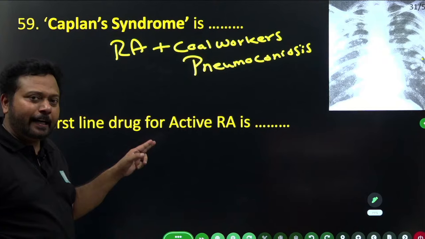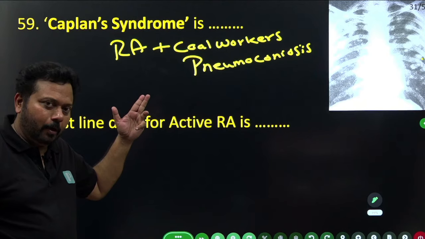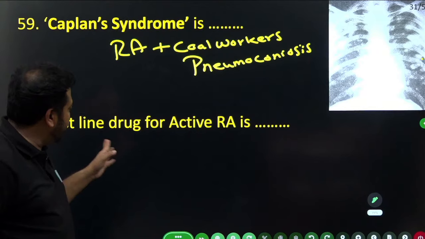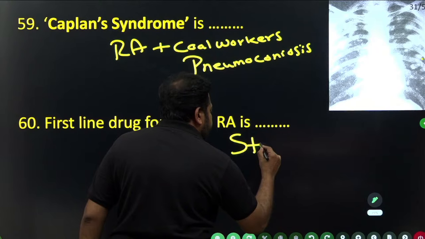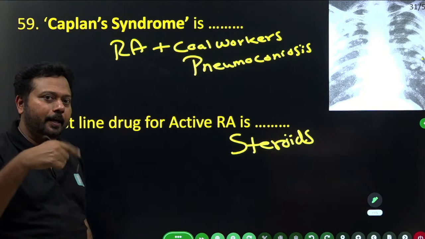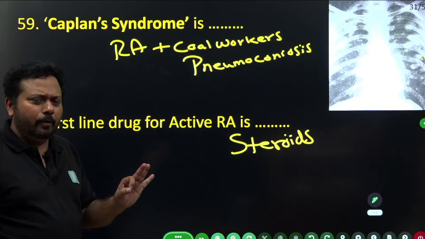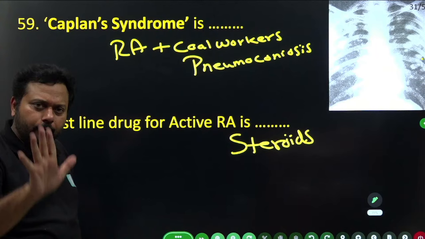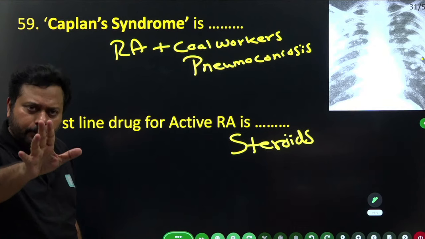First line drug for active rheumatoid arthritis. Any guess? Like treatment of choice for acute gout, NSAID, the first line drug for active rheumatoid arthritis is steroids. They will confuse you by giving methotrexate, NSAID, disease modifying anti-rheumatoid drugs, all those things. When rheumatoid arthritis is active, you make it inactive by starting the patient on steroids. Drug of choice for acute gout, NSAID; drug of choice for active rheumatoid arthritis, steroids.